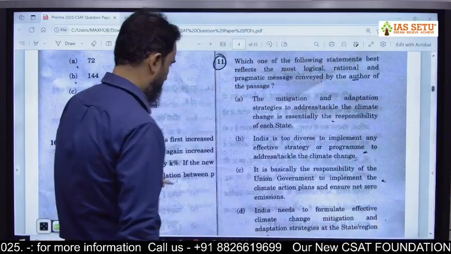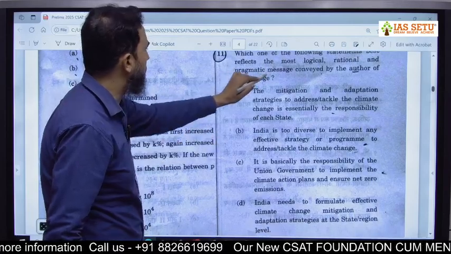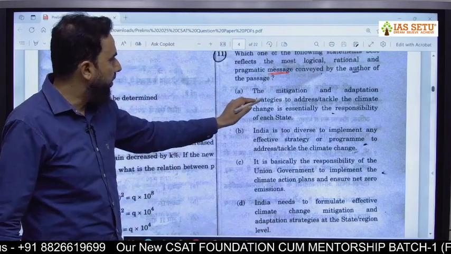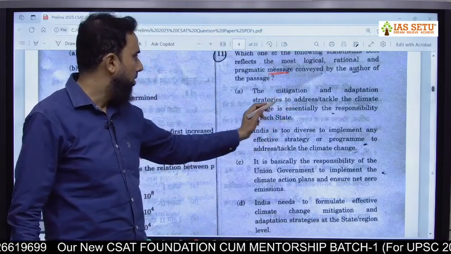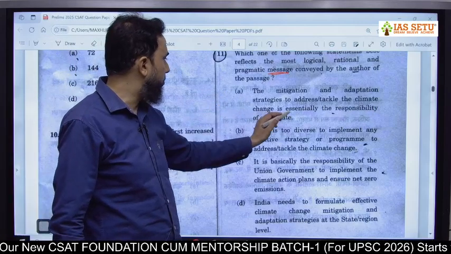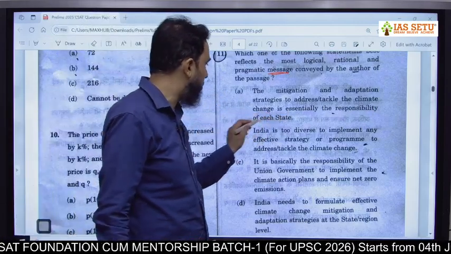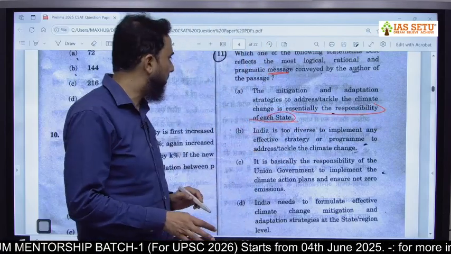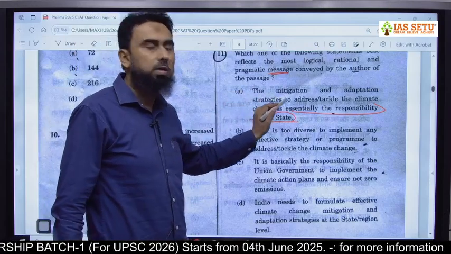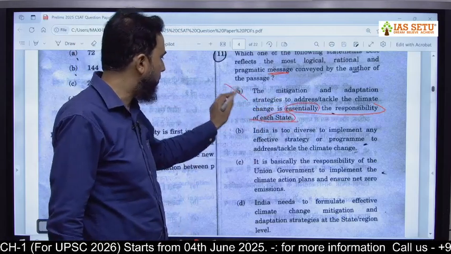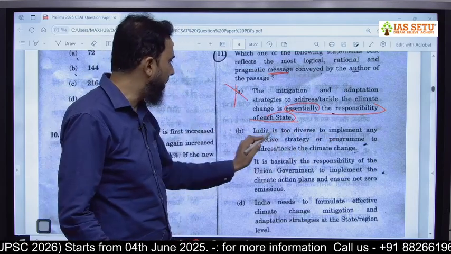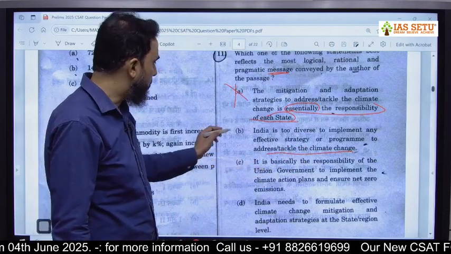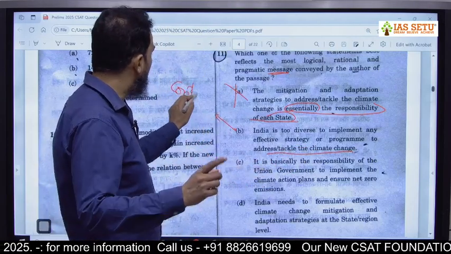Question 11 asks about the most logical, rational and pragmatic message conveyed by the author. Option A: the mitigation and adaptation strategies to tackle climate change are essentially the responsibility of each state. We don't have the data for this, let alone it being the key message. So A is out. B: India is too diverse to implement any effective strategy or program to tackle climate change. But the author is suggesting otherwise. You will find that option B is in fact contradicting the passage itself.